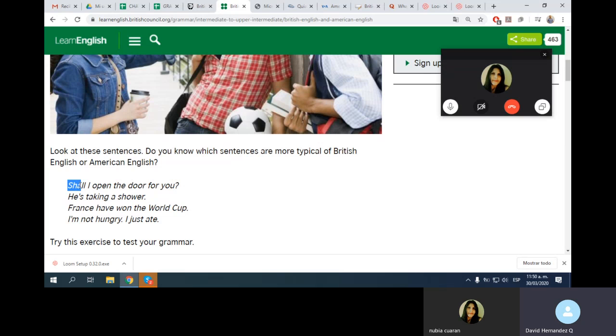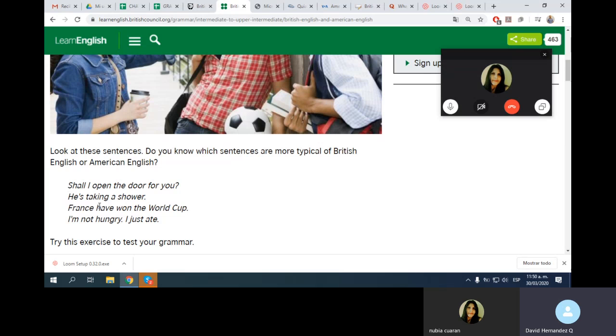Normally, the British use this form of the future to express some kind of invitation. Shall I? It's a British way to suggest something, while the Americans try should. Should I open the door for you? It's American, and shall I? It's British.